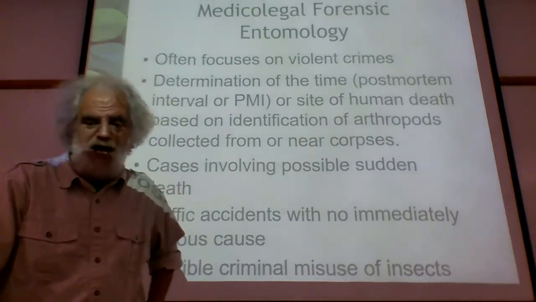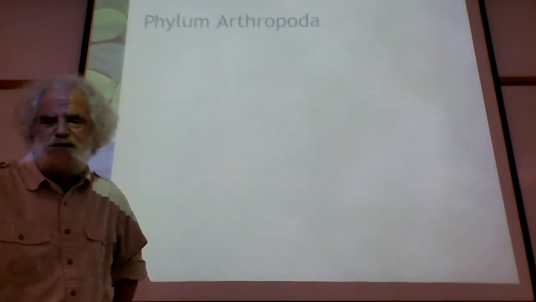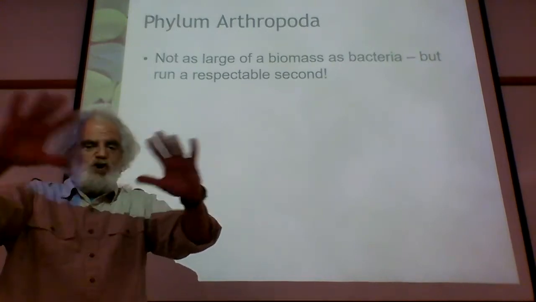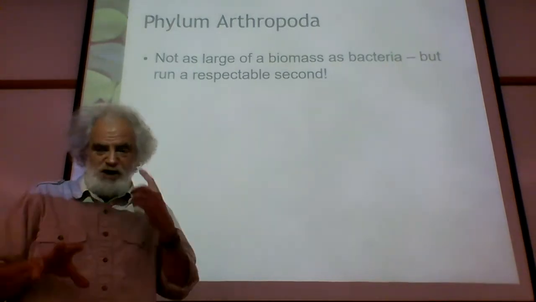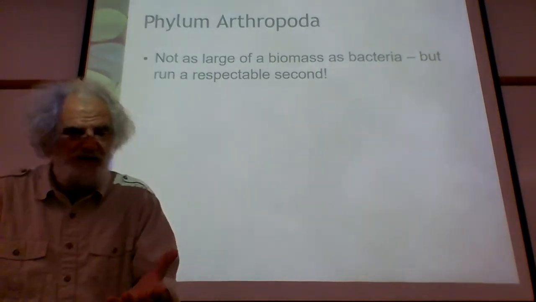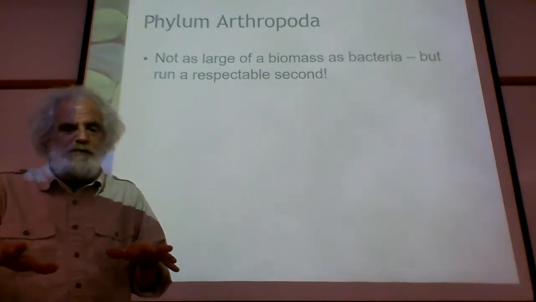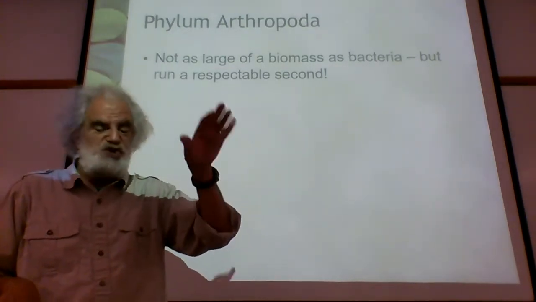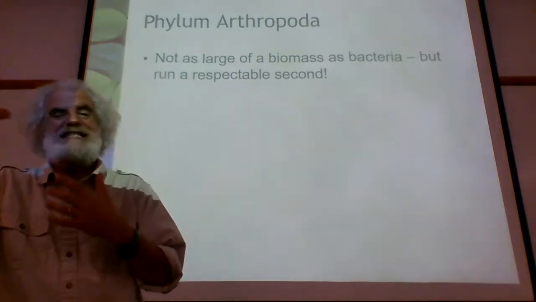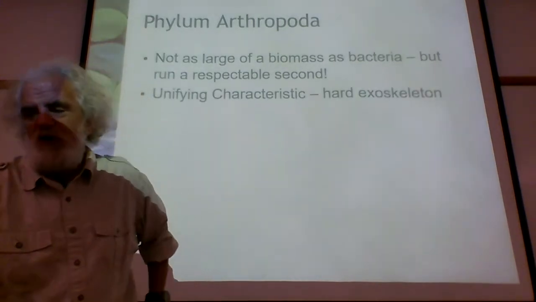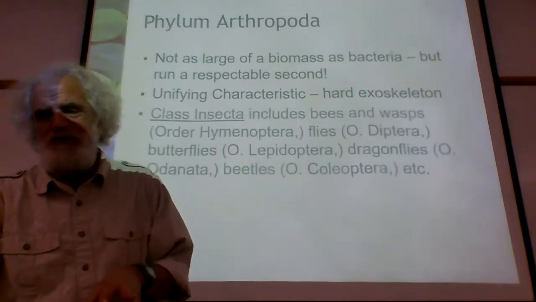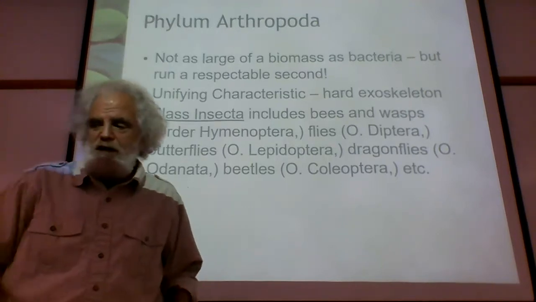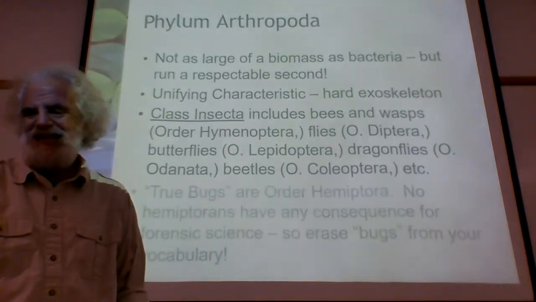So, I guess the possible criminal misuse of insects. All right. So the phylum, the general group of animals we're talking about, are known as arthropods. And arthropods, or the arthropoda, can be broken down into two major groups. Arthropods like crabs and shrimp and spiders, and insecta. So they all have a hard exoskeleton, and because of this, the hard exoskeleton has to be shed if they're going to grow. So we've got a variety of different kinds of insects.